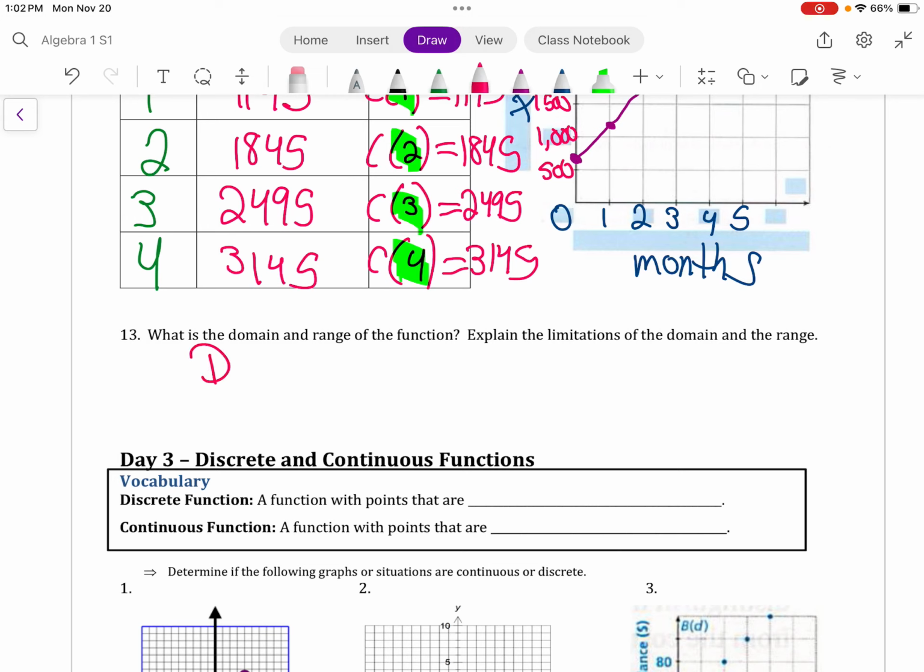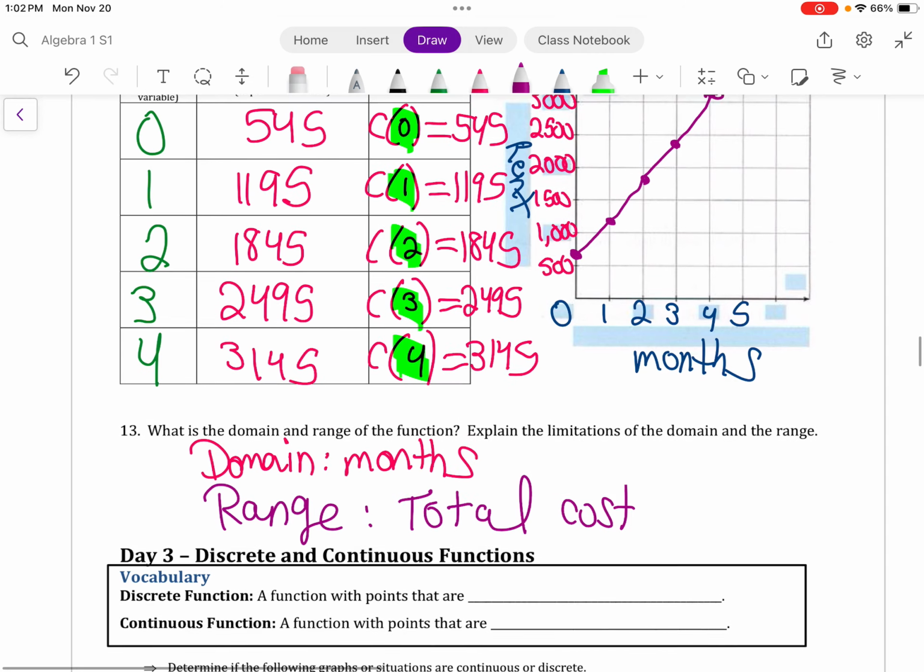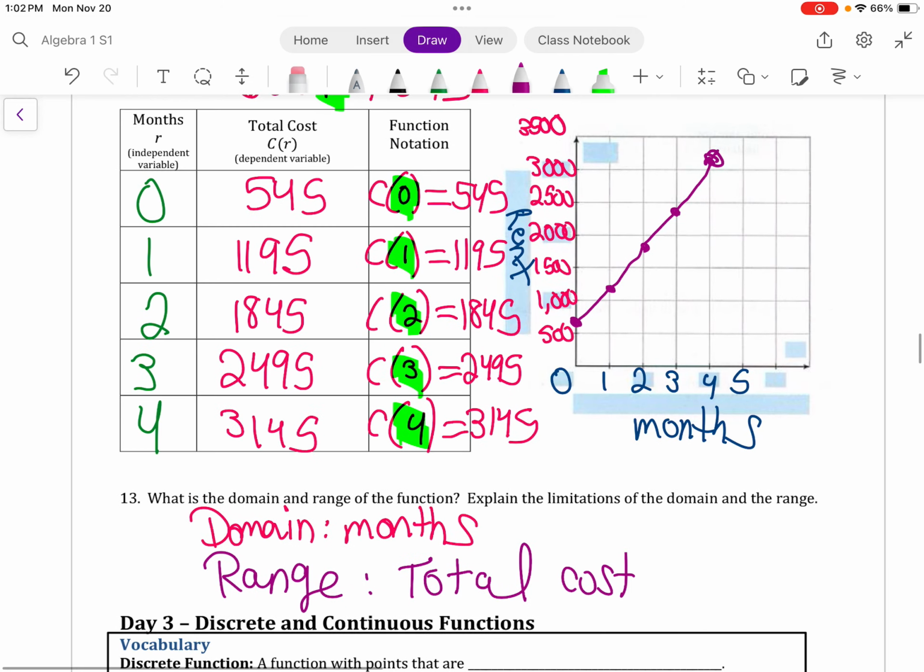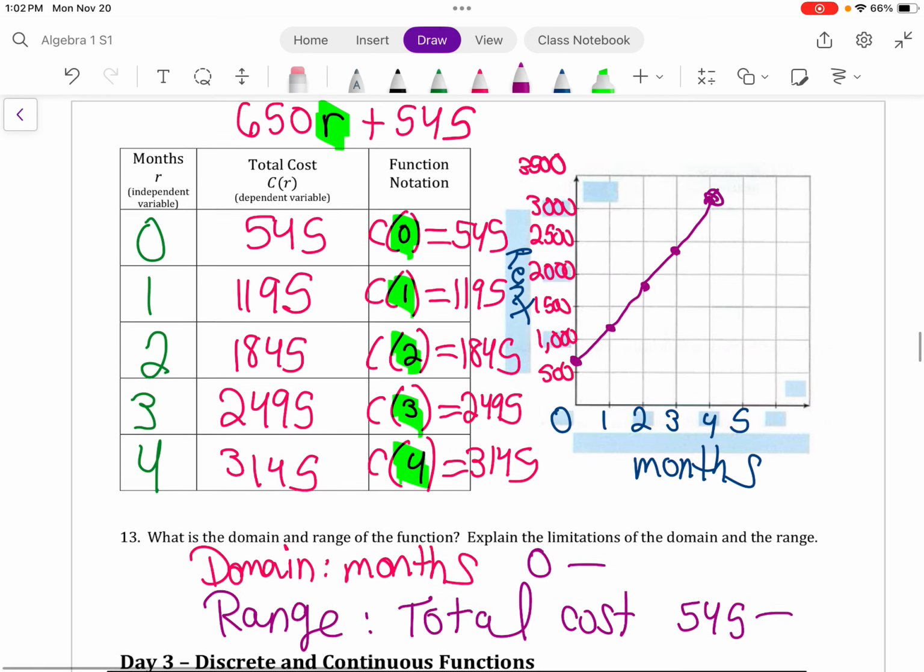So domain is the number of months, right? That is how many months are you going to live there. The range is the cost or the money, the total cost. Okay? The total cost of what you have each time. So you start at 545 and then you will increase. You start at 0 and then you increase. So that's why we're only dealing with the positive area of the graph.